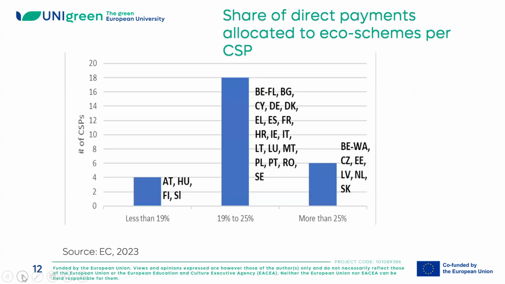strategic plan must cover at least two of the following areas: climate, water management, soil management, biodiversity, animal welfare, or antimicrobial resistance. All member states cover soil management. Almost all, except Cyprus, Austria, and Sweden, cover biodiversity. Animal welfare and antimicrobial resistance is tackled by 11 member states.